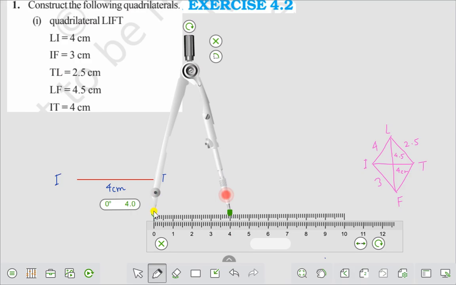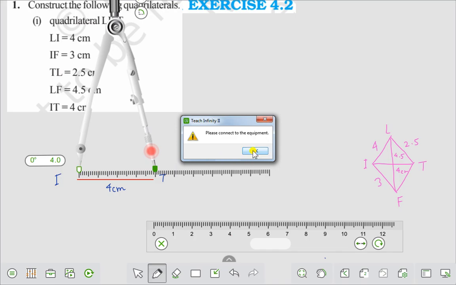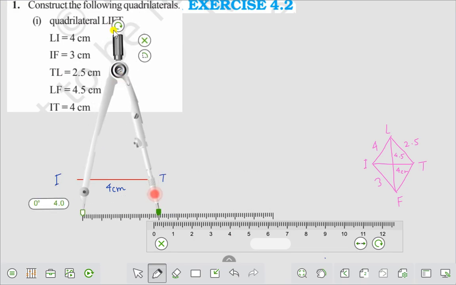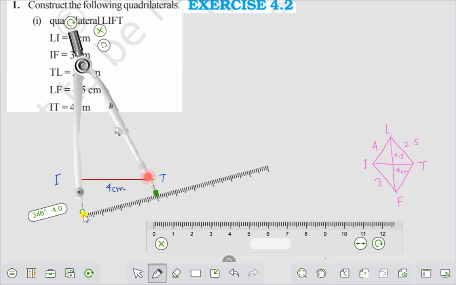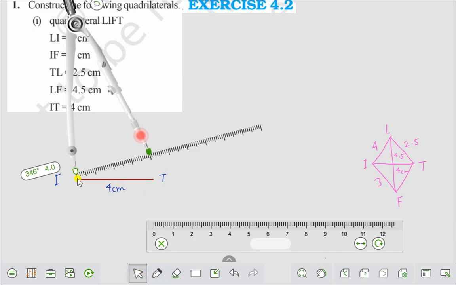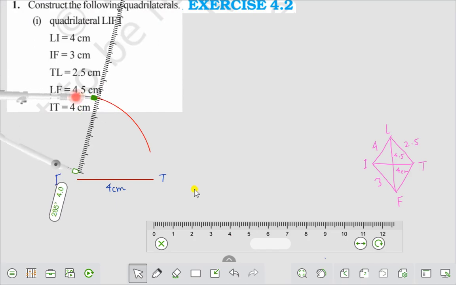Now, taking this pointer at point I, take an arc of 4 cm. Right? Again, take LT, that is 2.5 cm.